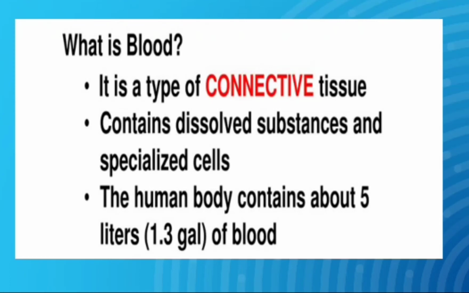Blood. What is blood? You have seen blood, right? What is the color of blood? Red in color. Why is it red? It's because it has a pigment called hemoglobin. So it is this pigment which makes the blood appear red.